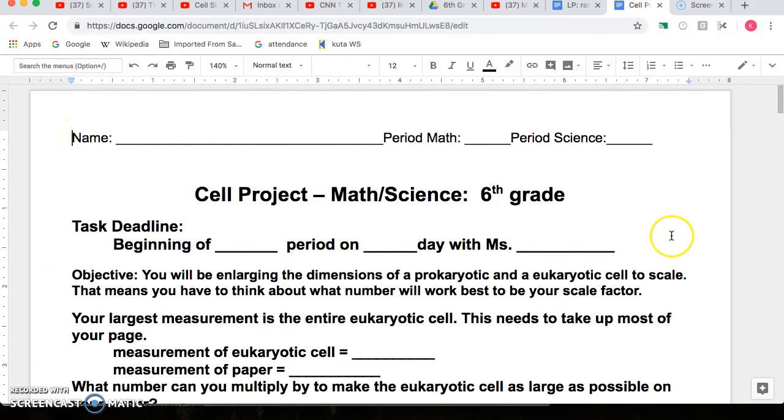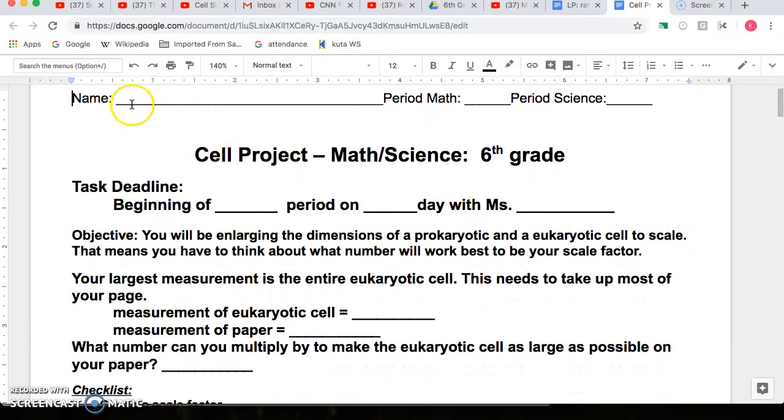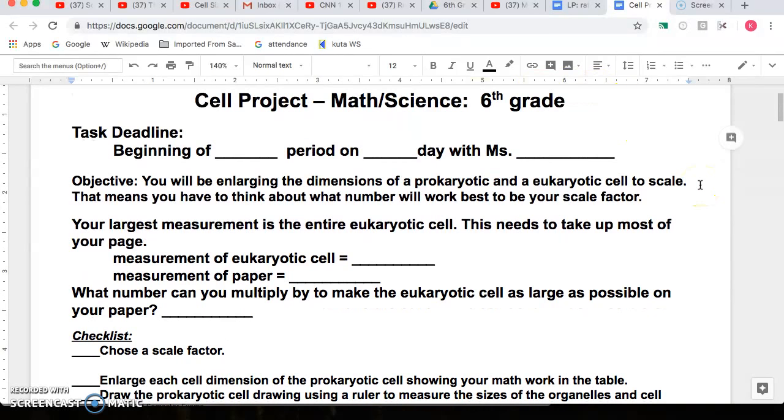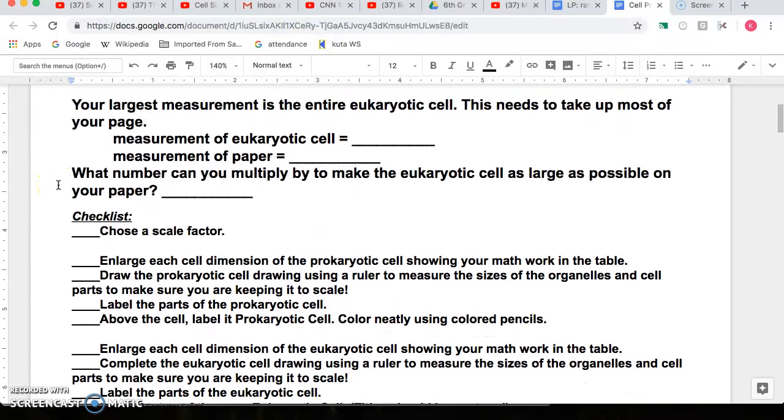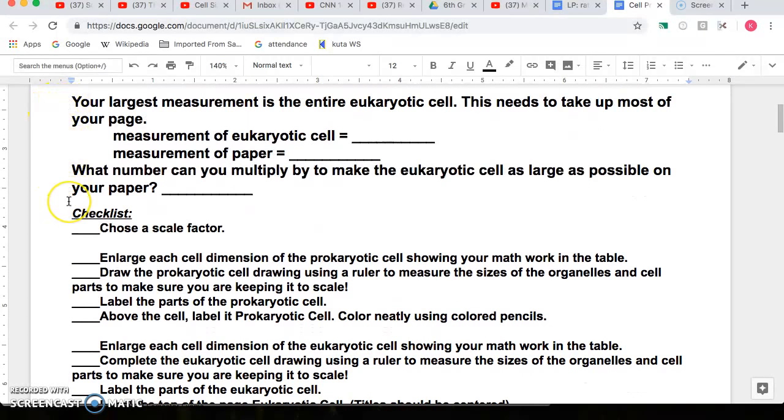So if you were in class, you got the cell project paper. Make sure you put your first and last name on it, the class period you have math, and the class period you have science. I'm going to go over this quickly, then we'll come back and do some in more detail. So you have your due date. The objective of the project is to enlarge the dimensions of a prokaryotic and eukaryotic cell to scale. That means you're going to have to think about what number will work best to be your scale factor. And we'll come back and do these together in just a second.